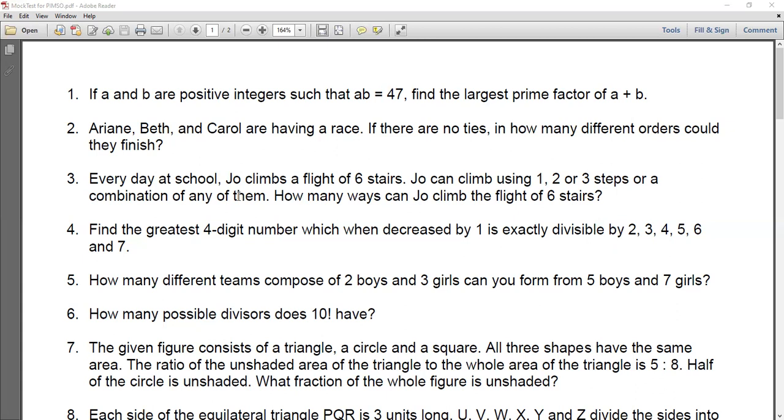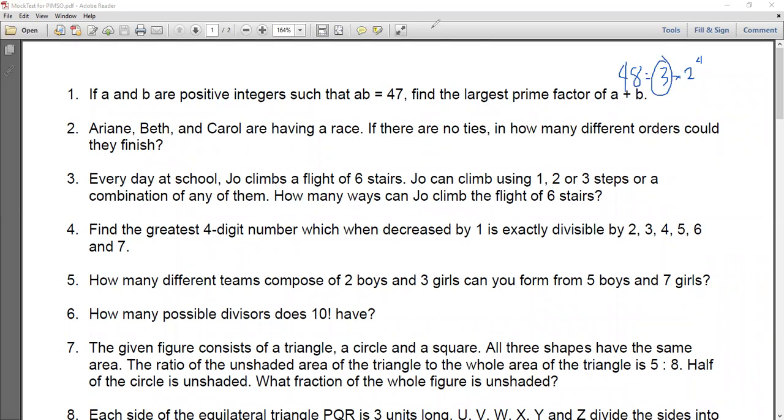Okay. Now, AB is 47. Since 47 is a prime number, most likely A plus B is simply 48. So 48, what are the prime factors of 48? This is simply 6 times 8, or 16 times 3. So 3 times 2 raised to 4. So the largest prime factor is actually 3. So the answer for number 1 is 3.